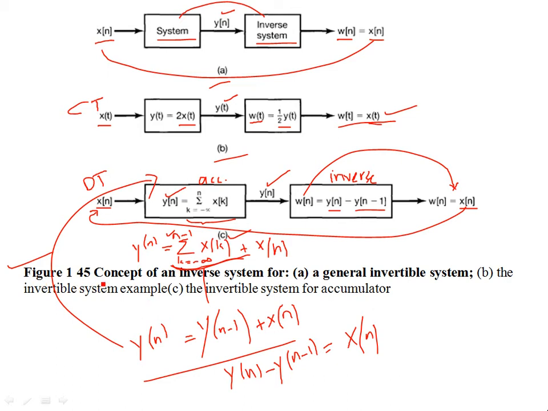So Figure 145 is the concept of inverse systems. In A, you have a general invertible system, so you have w(n) equal to x(n). Then there's an invertible system example that is given for a continuous time signal, and then you have the invertible system for an accumulator in part C. So that is what is being shown over here.